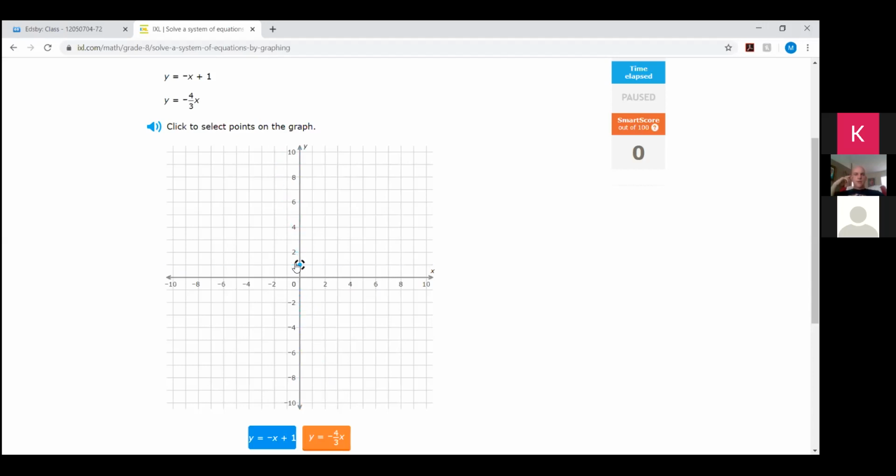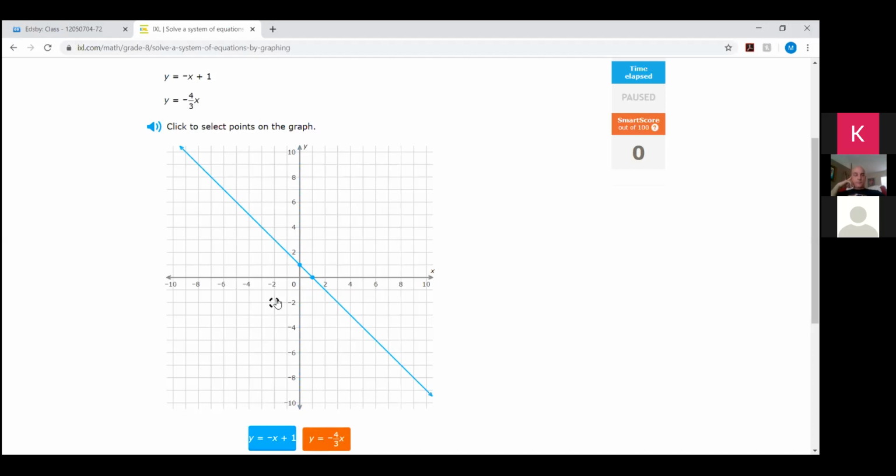Then from there, you're going to use your slope to find another point. The slope for that equation is -1, so it's -1 over 1, technically. How would you get to a second point using that slope? Right 1 and down 1. All right, so that's your first line.